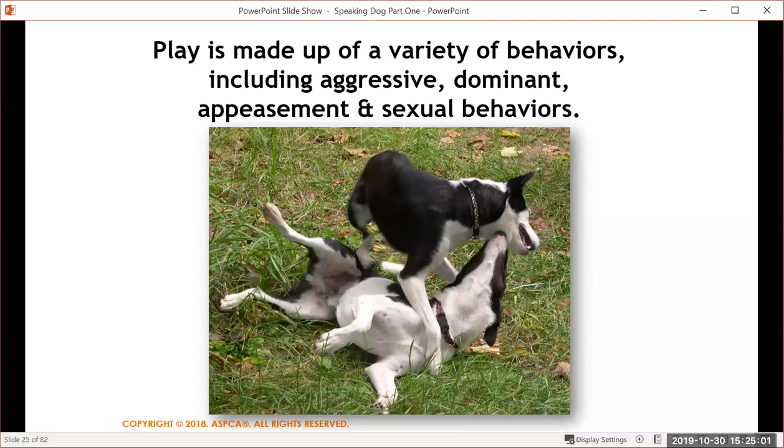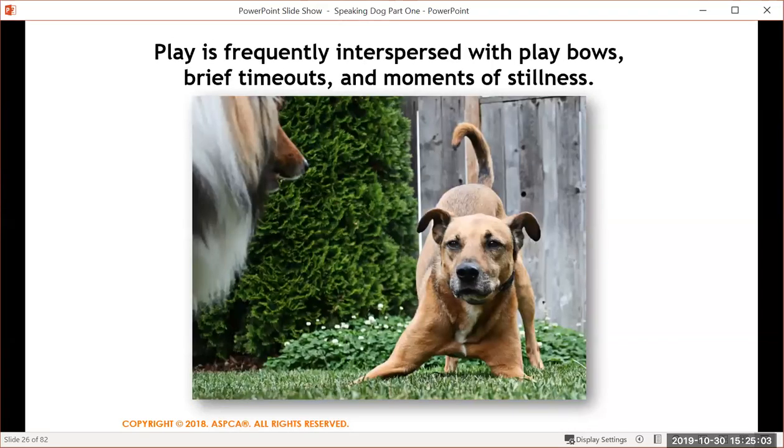And that's especially true if you're looking at photographs without the whole picture. But next slide. The one thing to recognize is that if you are looking at a play interaction, you're likely to see play bows, not always, but you're likely to see play bows where the one dog goes down into a bow position. You'll often see brief timeouts and also moments of stillness. So it's like they're giving each other a break in the combination of a high tense situation because they are displaying all these behaviors that normally would be associated with tense interactions.